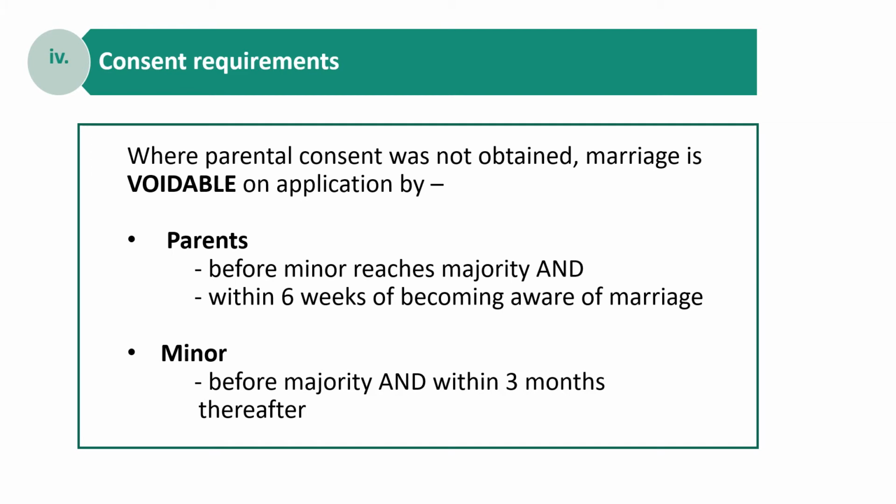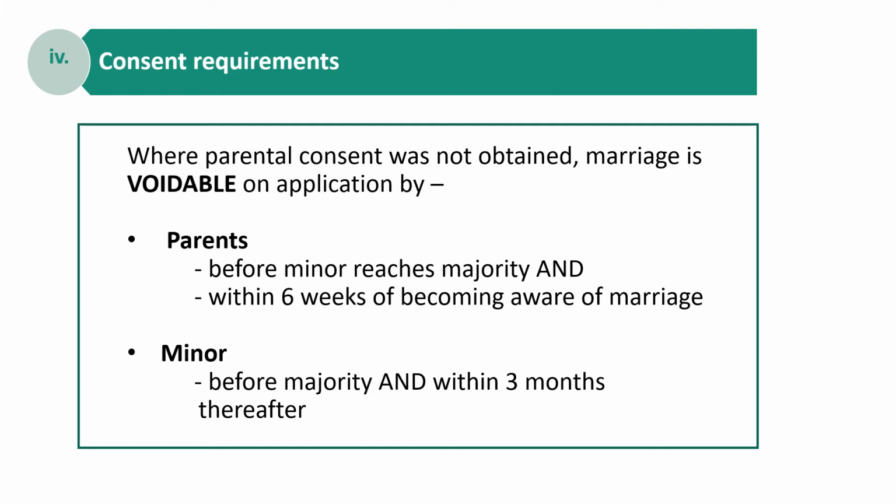What this means is that if the parents find out about the marriage only 4 weeks before the child turns 18, the parents will only have 4 weeks left to apply for annulment of the marriage. The child, him or herself, can apply for annulment any time before reaching the age of majority or within 3 months after reaching the age of majority. So this means that the child has an additional 3-month window period to have a marriage annulled which was concluded before he or she reached the age of majority.